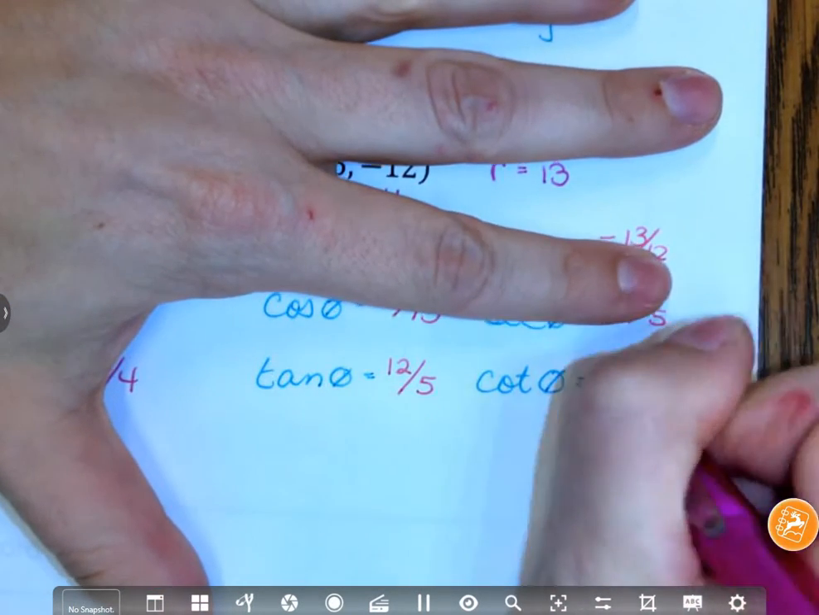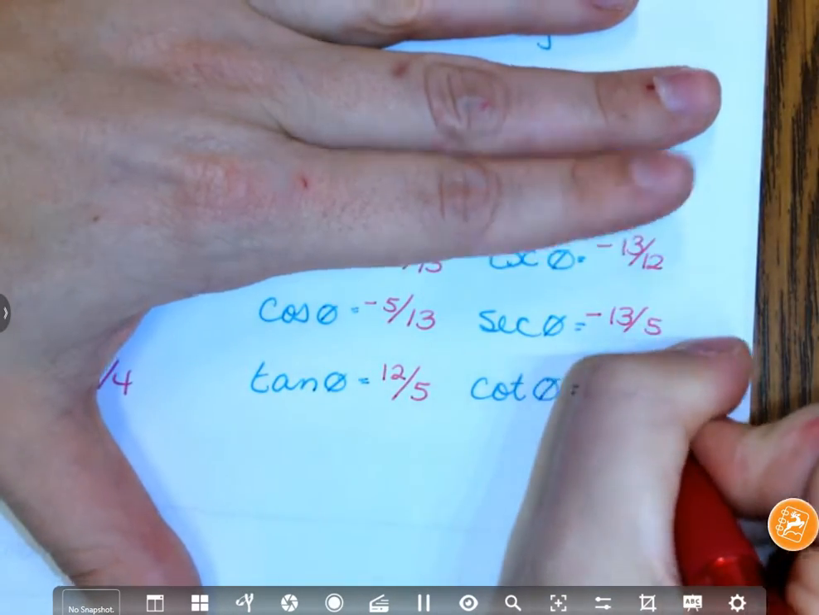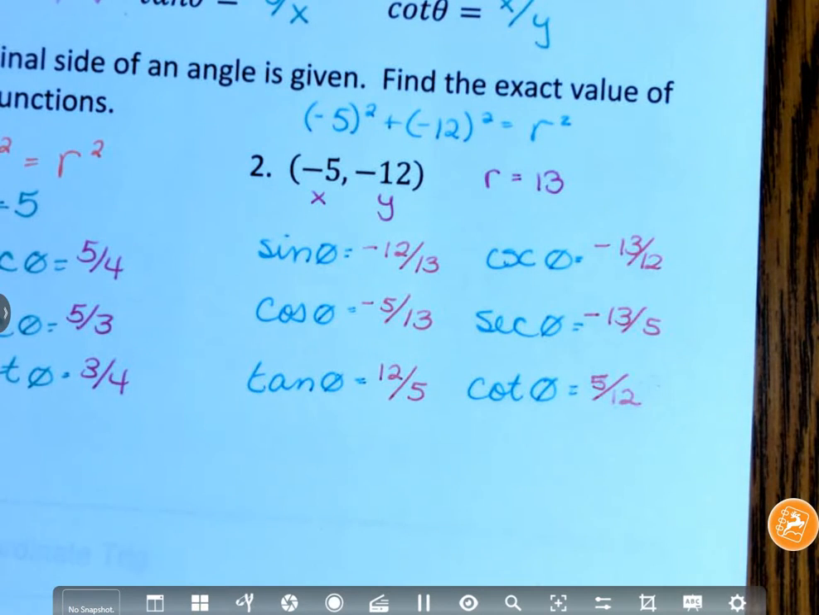Gosh. What do you think? I'm perfect? I never claim to be perfect. Yes, it's 5/12. I'm a dork. Okay?